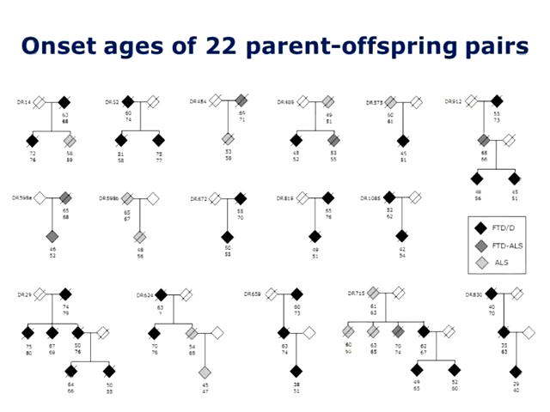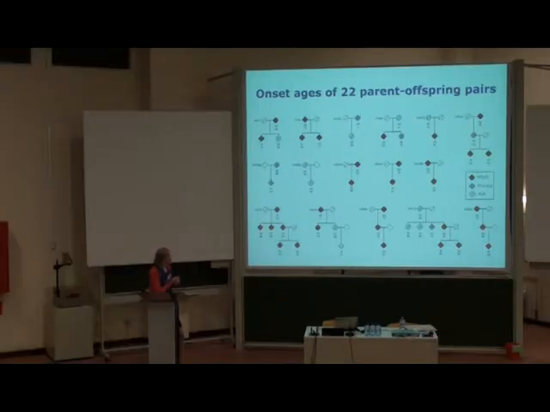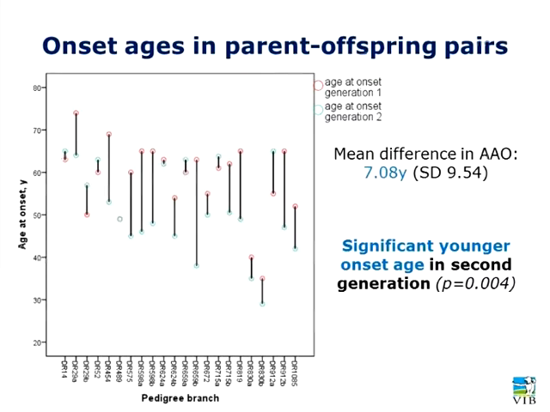patients are patients with FTD, the light gray ones are patients with ALS, and then the darker gray, like here, are patients with FTD and ALS, and then the ages are also, the upper age is the age at onset, and the lower age is the age at death, or when they're still alive, the age of the last evaluation. And so we compared them, and we saw again a significant younger onset age in the second generation, and there was a mean difference in onset age of 7 years.